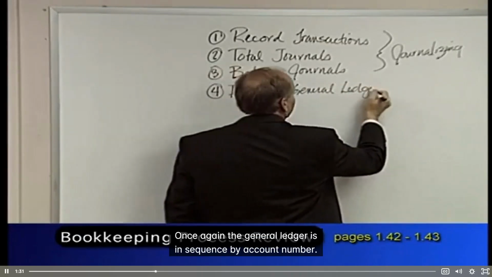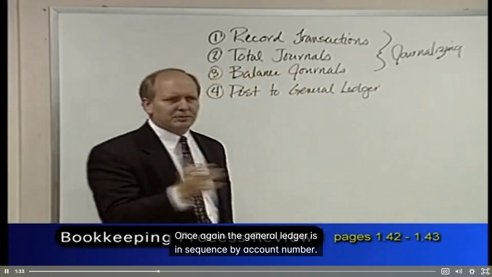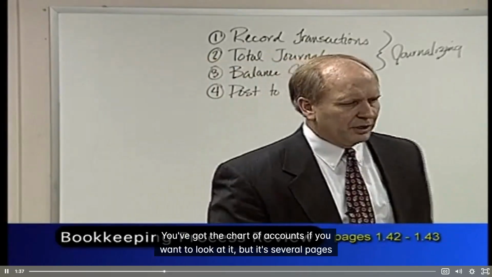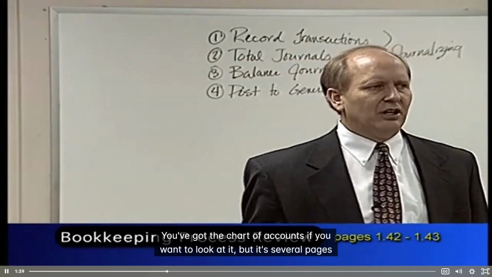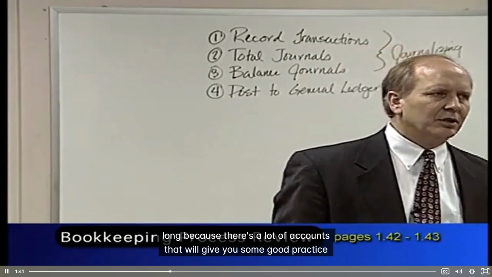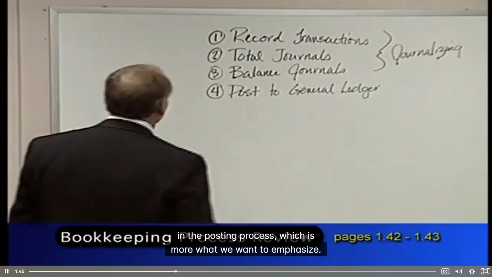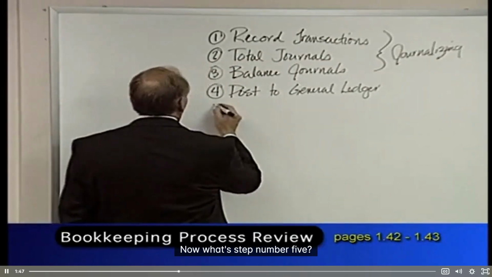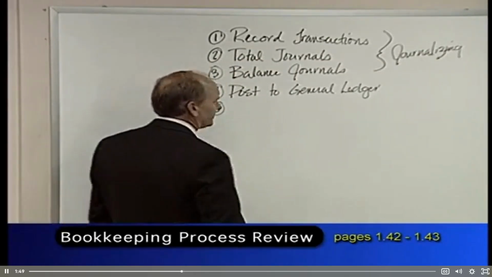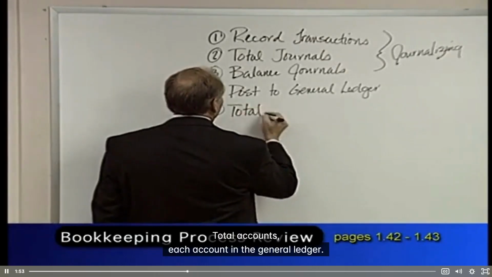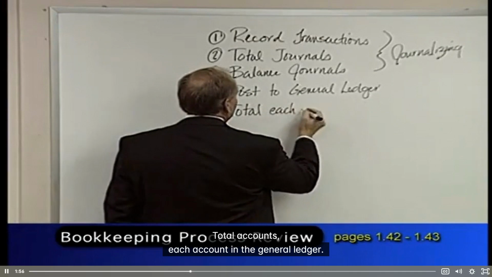Once again, the general ledger is in sequence by account number. You've got the chart of accounts if you want to look at it, but it's several pages long because there's a lot of accounts that will give you some good practice in the posting process, which is more what we want to emphasize now. What's step number 5? Good, good. Total accounts, each account in the general ledger.